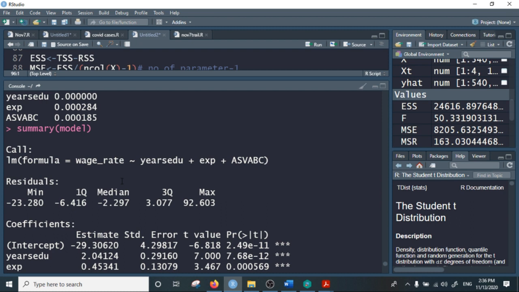In the next video I will explain how to calculate the residual diagnostic statistics, such as the Lagrange multiplier test, multicollinearity test, and other tests.